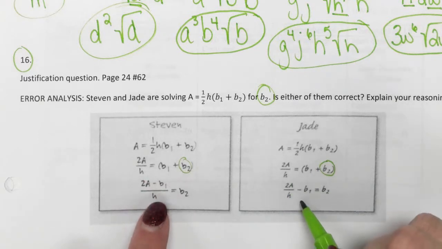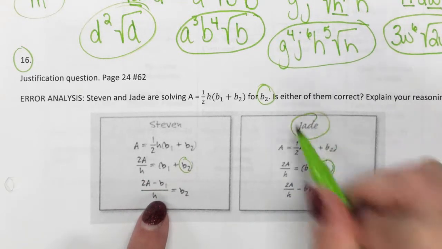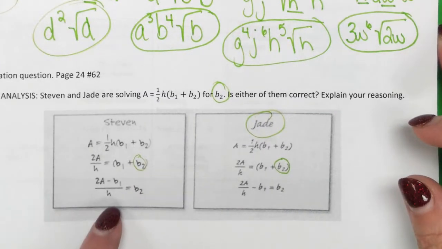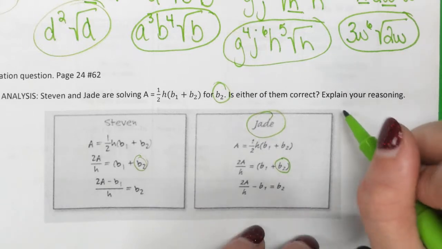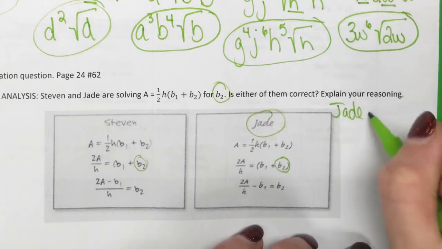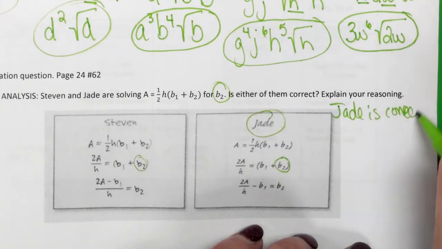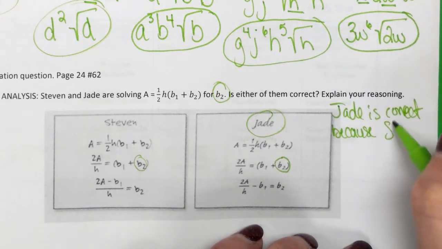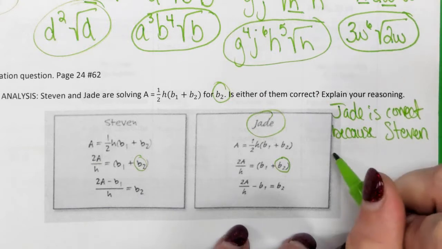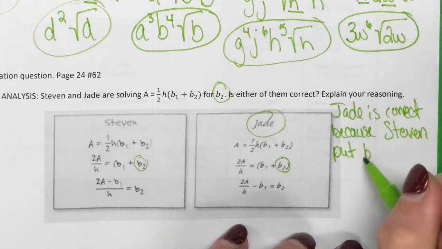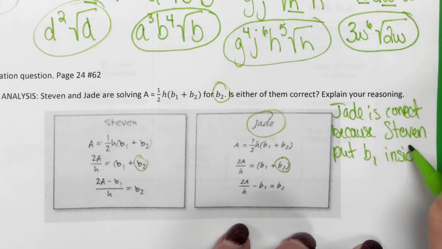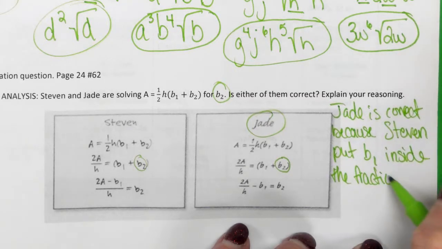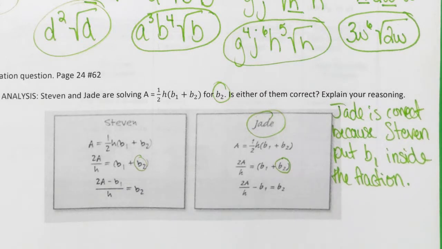So who is right when they subtracted it? Jade. What did Stephen do wrong? He put the b in the numerator. There you go. So he's going to say Jade is correct, because Stephen put b to the 1 inside the fraction. Y'all okay?